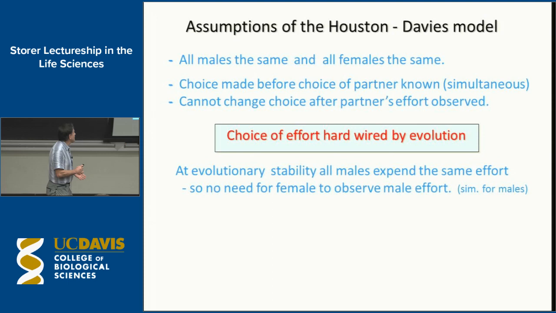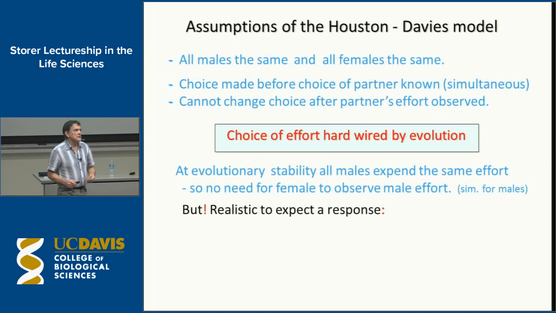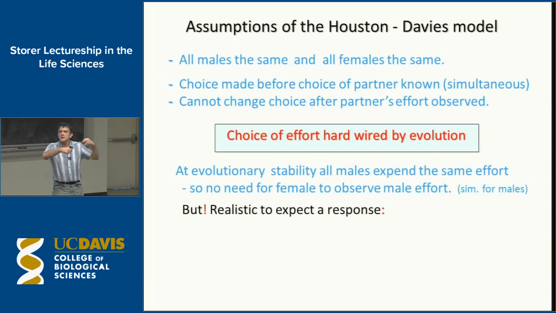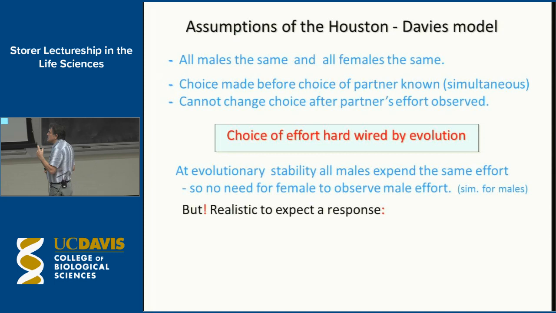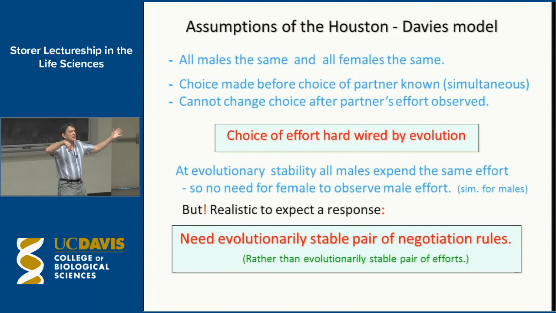Because in real populations there is, of course, variation. There always is. And then you expect the female to observe what the male's doing, and the male to observe what the female's doing. And then you expect them to, if you like, negotiate the amount of care by responding to each other. So you should be thinking not in terms of efforts being genetically determined, but the rules by which you negotiate efforts are the things which are genetically determined. And what we expect is that you have an evolutionarily stable pair of rules, one for males and one for females, each of which is the best rule given the rule of the other. So this is a different perspective than looking at efforts, and it predicts different levels of care.